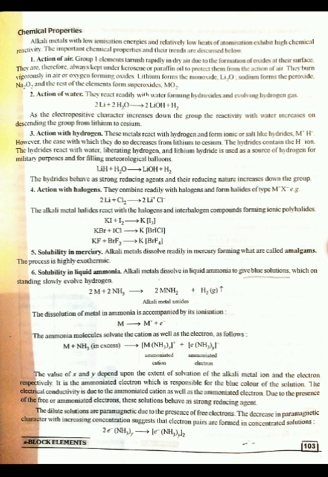The values of x and y depend upon the extent of solvation of the alkali metal ion and the electron respectively. It is the ammoniated electron which is responsible for the blue color of the solution. The electrical conductivity is due to the ammoniated cation as well as the ammoniated electron. Due to the presence of the free or ammoniated electron, these solutions behave as strong reducing agents. The dilute solutions are paramagnetic due to the presence of free electrons. The decrease in paramagnetic character with increased concentration suggests that electron pairs are formed in concentrated solutions.